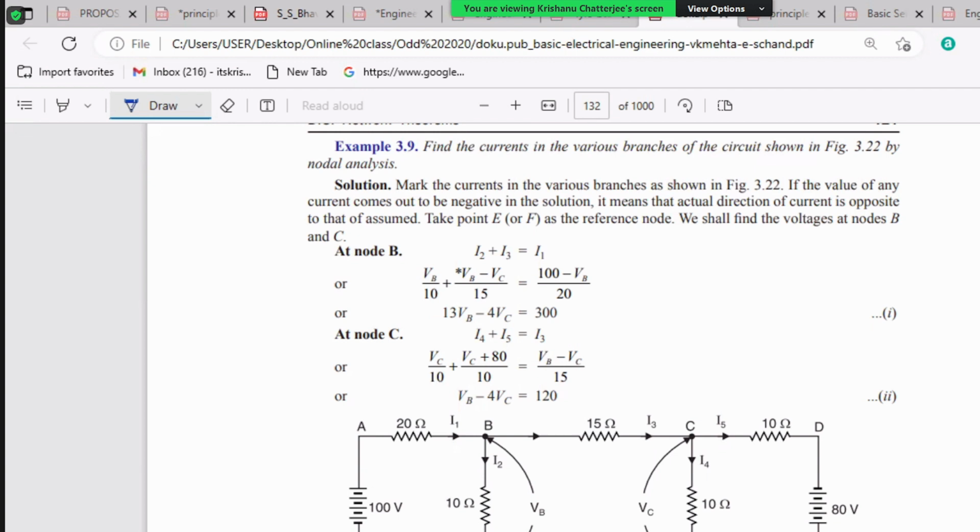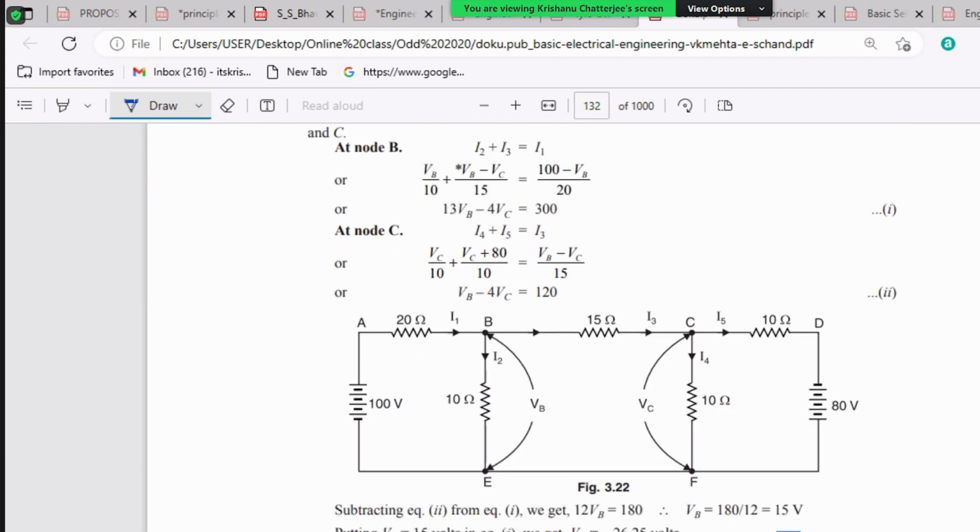Which one will be the reference node? ERF, sir. Good, ERF is the reference node. What are independent nodes? Independent nodes are B and C, and the dependent nodes are A and D. Okay, fine. What is the value of VA? VA is 100 volt, and VD is 80 volt. Fine. So basically 50% of the sum you have done.